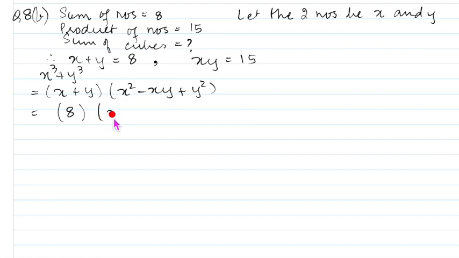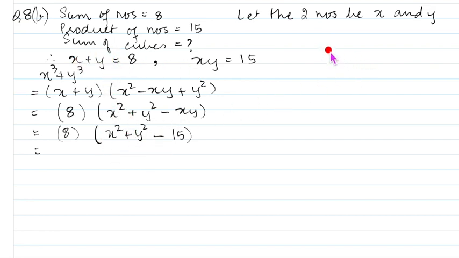And in the second bracket, I'll write x squared plus y squared minus xy. So it becomes 8 into bracket x squared plus y squared, which I do not know the value of, minus xy is 15. Now starting from x plus y, can I get x squared plus y squared?